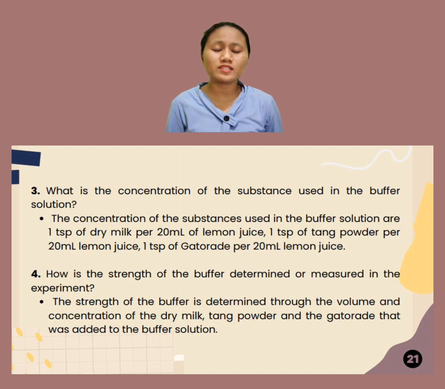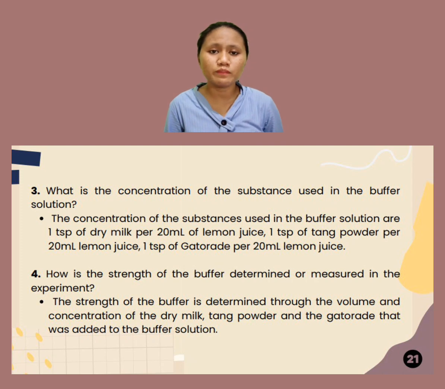So for number 3, what is the concentration of the substance used in the buffer solution? So based on the experiment, the concentrations of the substances used in the buffer solution are 1 teaspoon of dry milk per 20 ml of lemon juice, then 1 teaspoon of tongue powder per 20 ml of lemon juice also, then 1 teaspoon of Gatorade per 20 ml of lemon juice. So the amount of solute in a certain amount of a solution is how concentrated a material is.